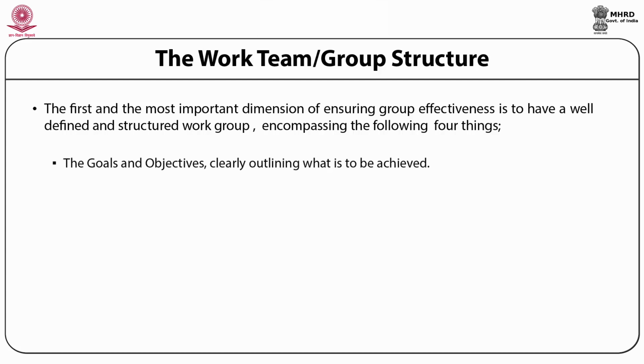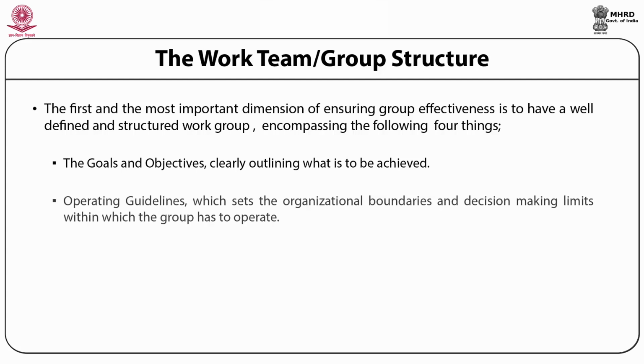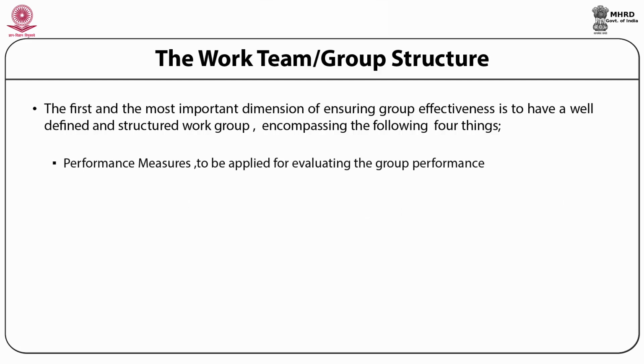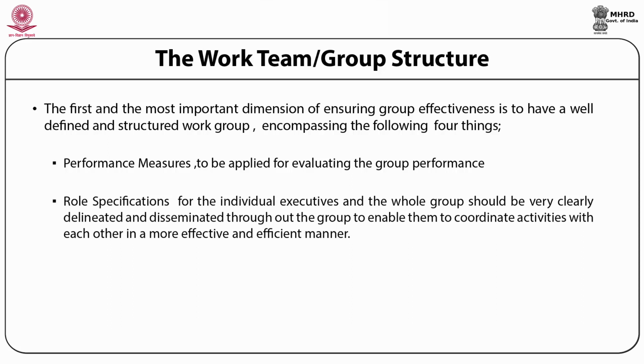1. The goals and objectives, clearly outlining what is to be achieved, covering the operating guidelines, which set the organizational boundaries and decision making limits within which the group has to operate, performance measures to be applied for evaluating the group performance, role specifications for the individual executives, and the whole group should be very clearly delineated and disseminated throughout the group to enable them to coordinate activities with each other in a more effective and efficient manner.